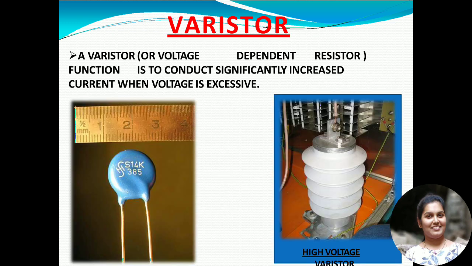Next term is varistor. A varistor, or voltage dependent resistor, has the function of conducting significantly increased current when voltage is excessive. So there is a relationship between voltage and resistance. When there is a change in the voltage, the change in the resistance can be observed, and that kind of resistor is nothing but a varistor. This is a high voltage varistor which we commonly see in high voltage electrical lines.